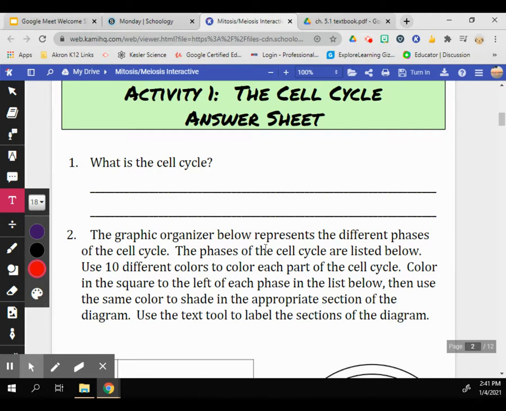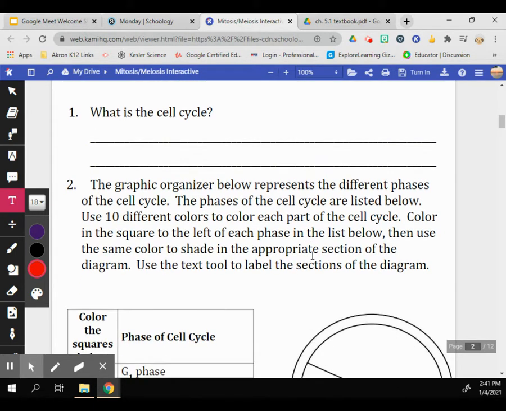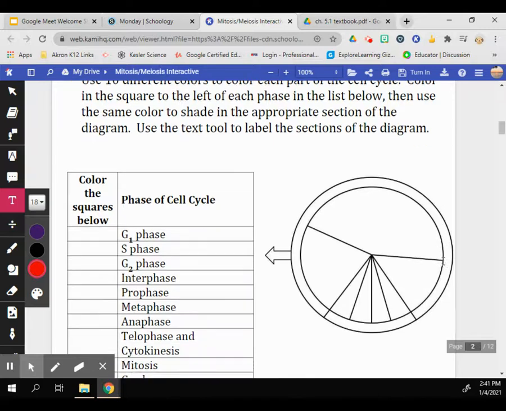The graphic organizer below, here number 2, represents the different phases of the cell cycle. The phases of the cell cycle are listed below. You're going to use 10 different colors, if you can manage to figure those out, to color each part of the cell cycle. You'll color in the square to the left of each phase in the list below, and then use the same color to shade in the appropriate section of the diagram. Use your text tool to label the sections of the diagram.